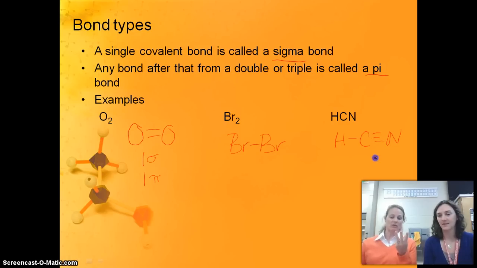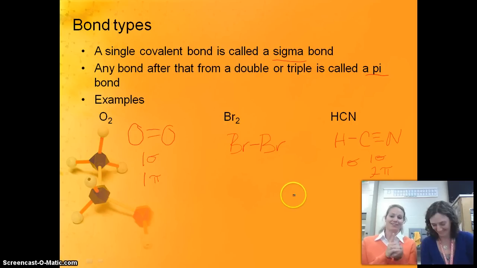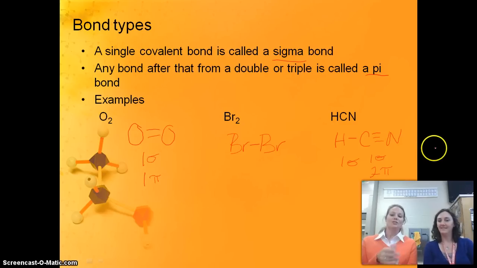So we always build every bond starting with a sigma. Anything over that is a pi bond. So in this case, the carbon to the nitrogen has 1 sigma and 2 pi. But it also needs to include the sigma bond between the H and the carbon. So we actually end up with a total within this molecule of 2 sigmas and 2 pi's. You'll get more examples on that later.